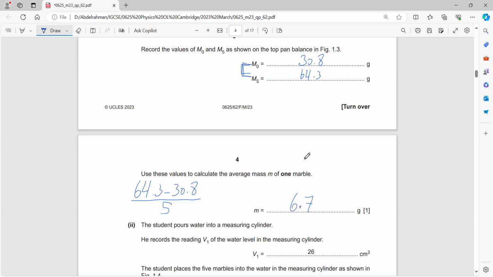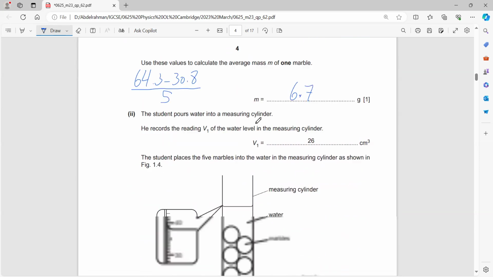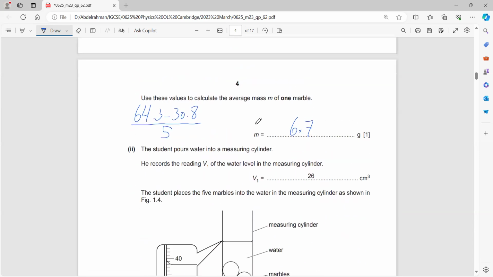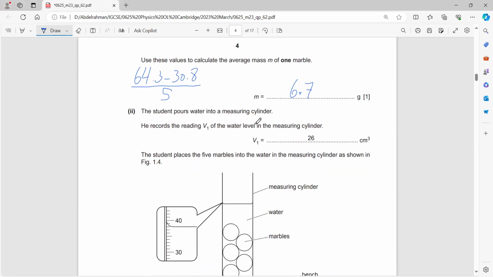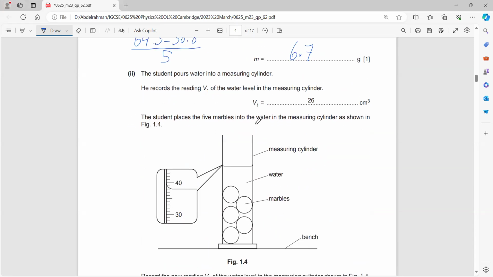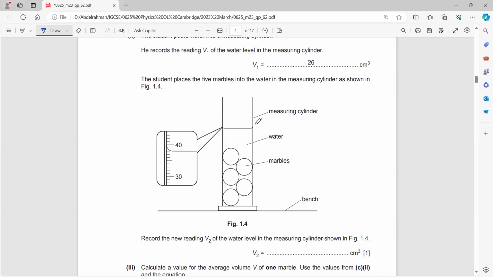Any problems with this question? The student pours water into a measuring cylinder. He records the reading V1 of the water. V1 is 26 centimeters cubed. Record the new reading V2. What is V2?